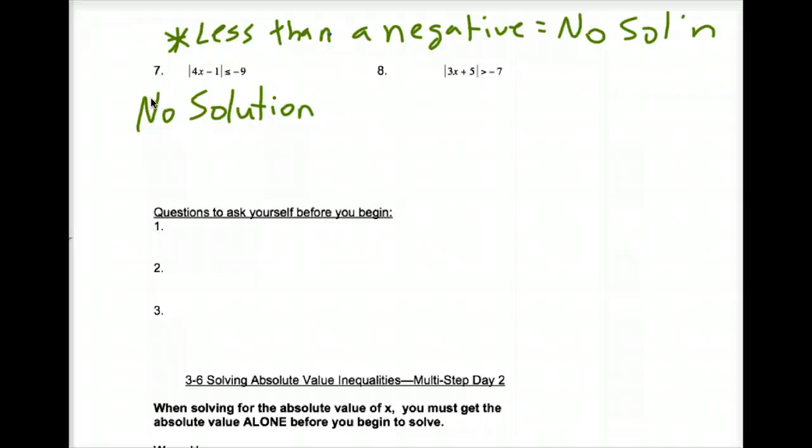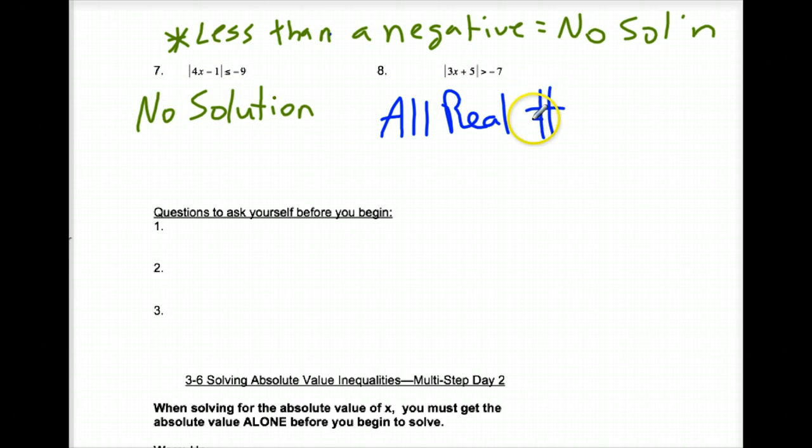Quinlivan, would that be all reals? All real numbers. Why? Sarah, explain. Because if you did 3x times a number plus 5, it's always going to end up positive. The absolute value of that is always going to be a positive number, and any positive number is always what? Greater than -7.